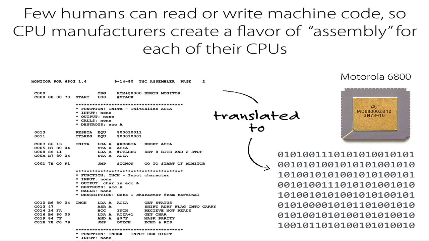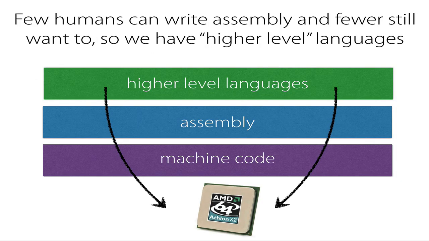And assembly is shown on the left here and gets translated into machine code. So, for example, this is some assembly for the Motorola 6800 processor, right? And this gets translated into machine code, which then gets executed on top of the CPU. Now, few humans actually can write assembly either, and fewer still want to because it's pretty nasty. So we have something called higher level languages, and these higher level languages get translated into assembly, which gets translated into machine code, which gets executed on top of the processor.